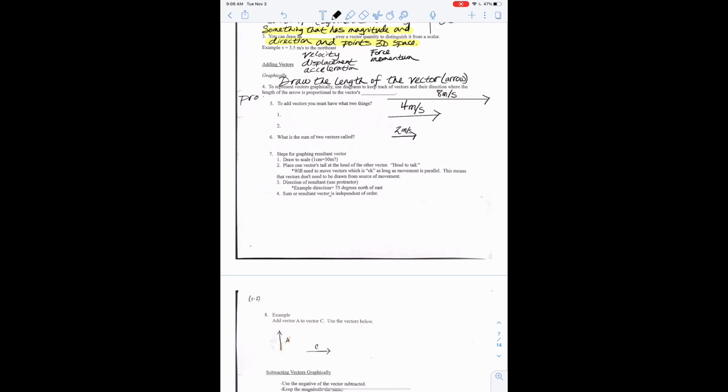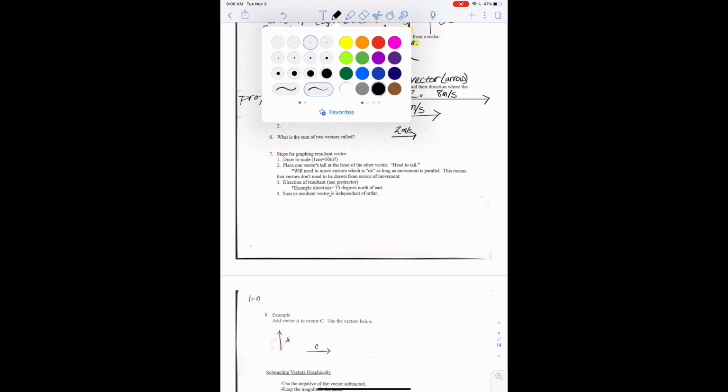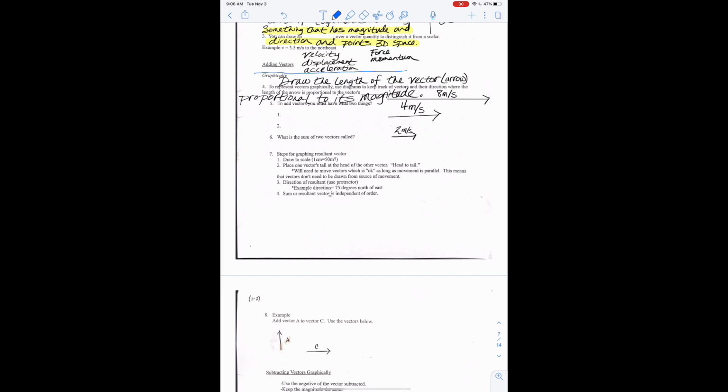proportional to its magnitude. Magnitude is just another word for size, the amount. So a longer vector indicates a larger magnitude, and a smaller vector indicates a smaller magnitude, right? Okay, so that's kind of what we're saying there. Let me go ahead and separate this a little bit, so we're trying to keep this a little more organized.